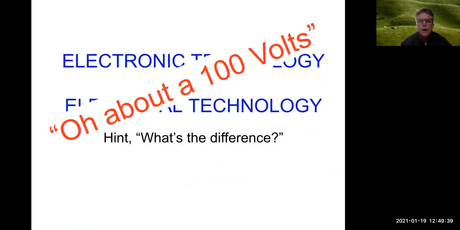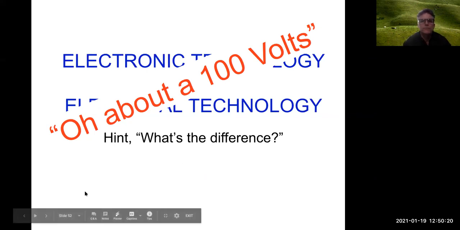Okay, electronic versus electrical technology. What's the difference? About 100 volts. Electronics are usually run on batteries or DC current. They are usually between 1.5 volts and 12 volts. Most any electrical technology is using 110 or 220. 110 is the current that comes out of your wall, and 220 is what they use for like your electric dryer. So the dryer for your washing machine needs lots of power because it needs to generate heat through electricity.